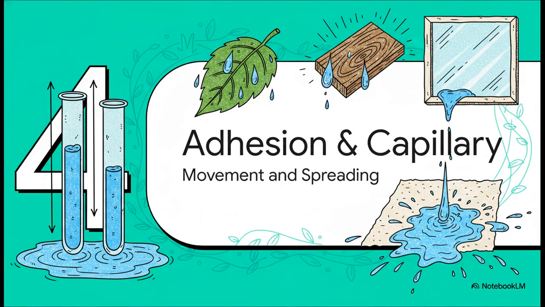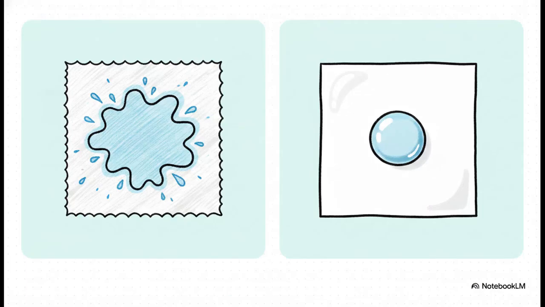Let's jump into Section 4, Adhesion and capillary action, movement and spreading. Let's see how this builds on our previous concept. If you drop water on a paper towel, it immediately spreads out. This is a property called adhesion. Water molecules sticking to a completely different substance, which in this case is the paper.